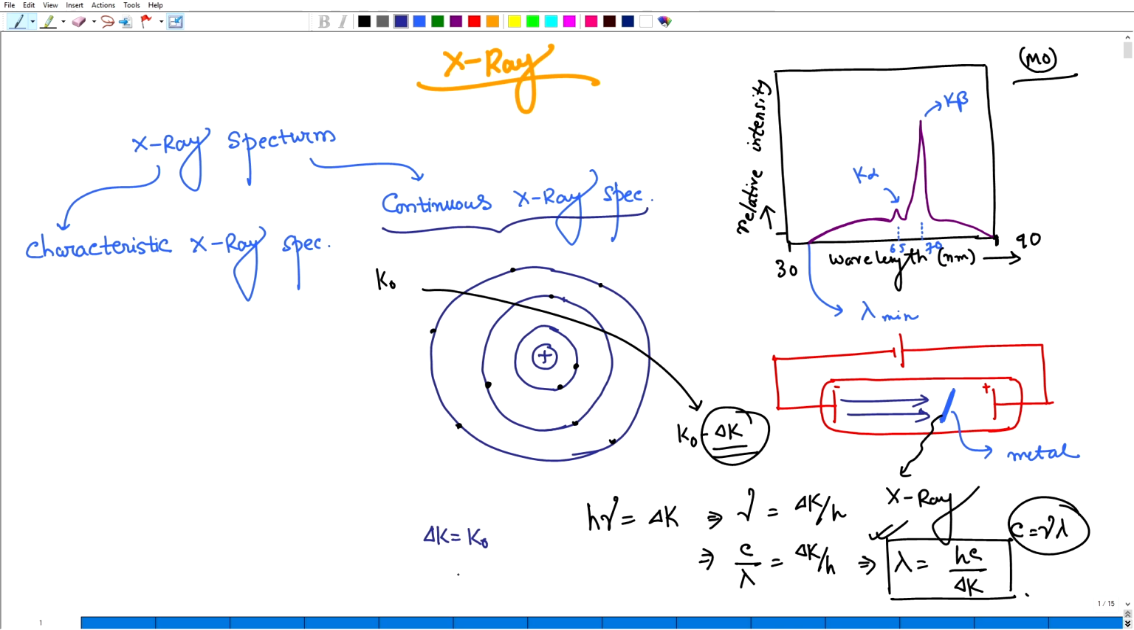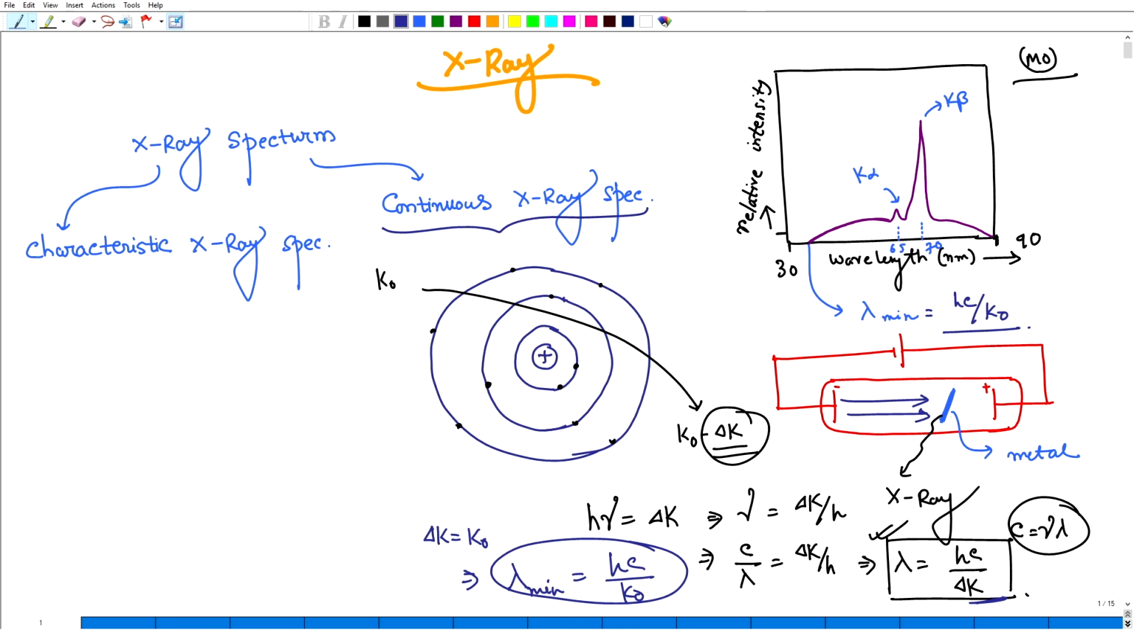So in that case the lambda will be minimum, because del k should be less than or equal to k naught. It's the fact. K naught is the kinetic energy of the electron before the collision. So del k can be less than or equal to k naught. So the maximum value of del k is k naught. So the minimum value of lambda should be hc by k naught. So this is our lambda min. From here we can find out the k naught. Actually this depends upon k naught. The lambda min equals hc by k naught. It depends on us. So this is our continuous spectrum.